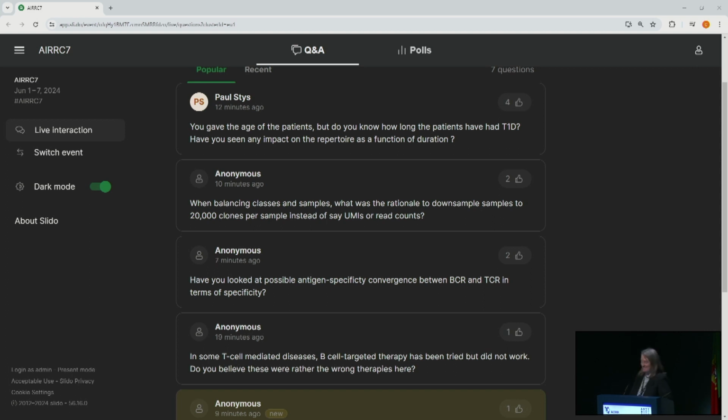Have you seen any impact on their repertoire as a function of duration? Yeah, fantastic question. Thank you, Paul. All right. So that is a great question. In these organ donors, it's a little bit challenging. For some of them, we do know about the length of disease. For others, we do not. It is a great idea to do this, but we don't have an absolute way to do it.